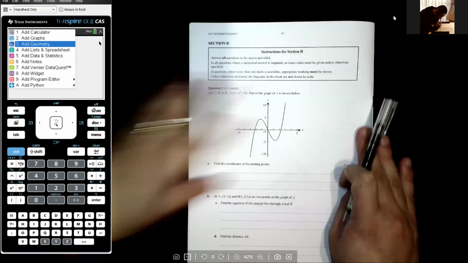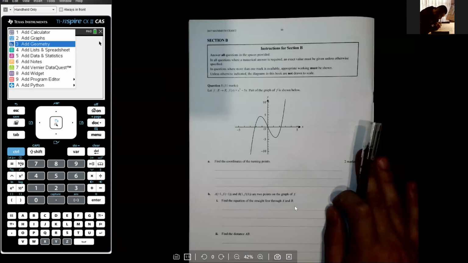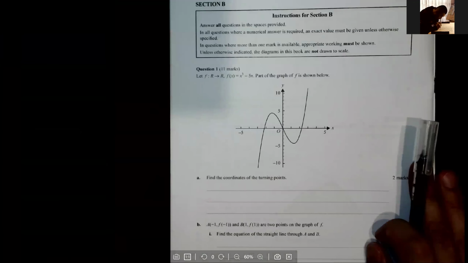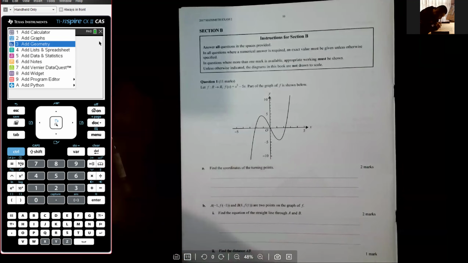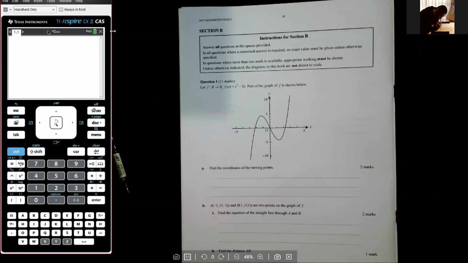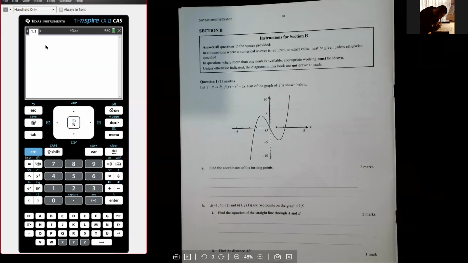We start from the polynomial function x to the power 3 minus 5x. Part of the graph of f is shown below. We want to find the coordinates of the turning points and then deal with the other parts. So if I define this function on the CAS calculator, and then define the derivative, you can just press shift minus and get the derivative.